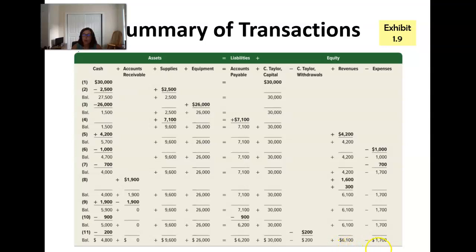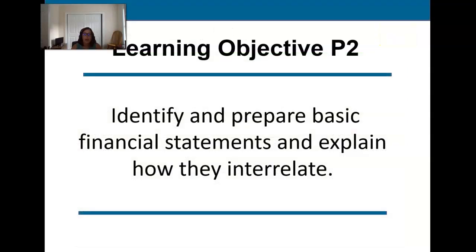And then also under the umbrella of the owner's equity, we have the total revenue that we earned minus the total expenses that we had. And I'm going to stop here and move on to the next video for basic financial statement preparation.